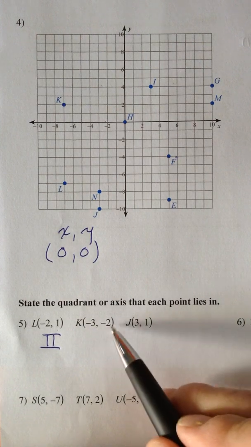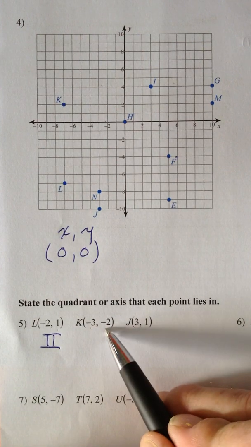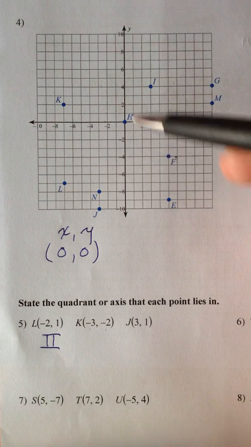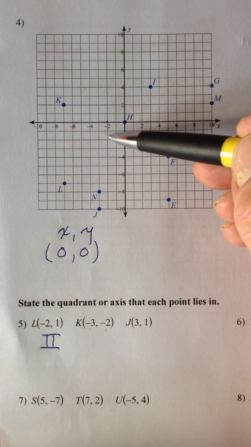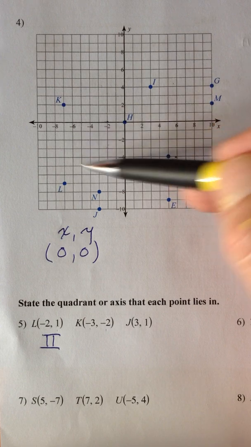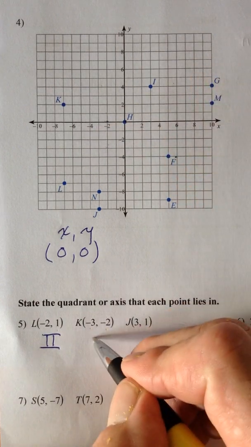Okay, here I got two negatives. I got a -3x and a -2y. So therefore I go -2 and then -3y. So it puts me down in this area. So therefore this will be quadrant 3.